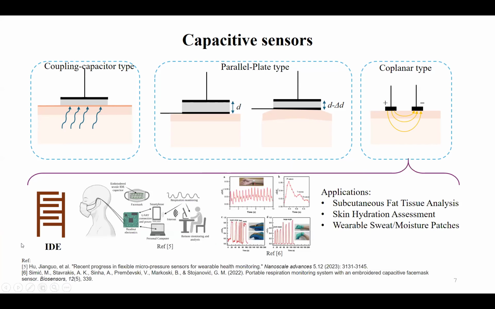Now the third type of capacitive sensor is the coplanar, as shown here. Compared to these two, 1 and 2, here in coplanar we have both the plates, say plate 1 as well as plate 2, kept over the same plane. So what happens if I apply a voltage across this? So for example, this is plus and minus. There will be field lines from plus to minus electrode. So these are known as the fringing fields.